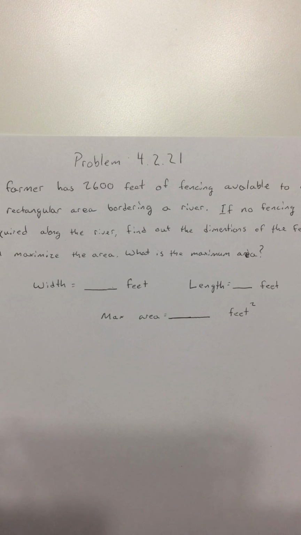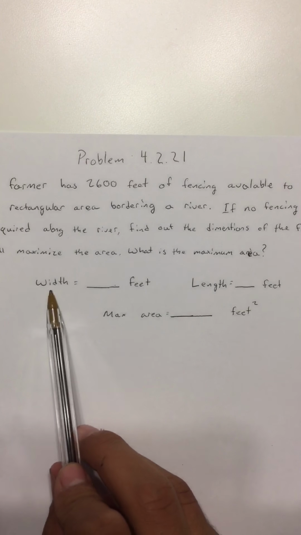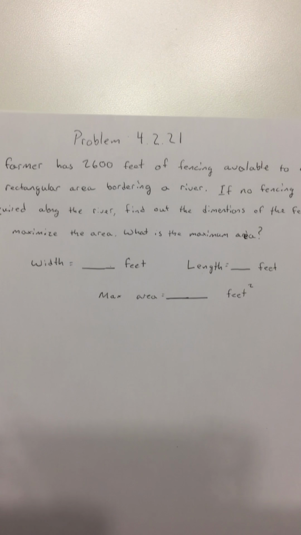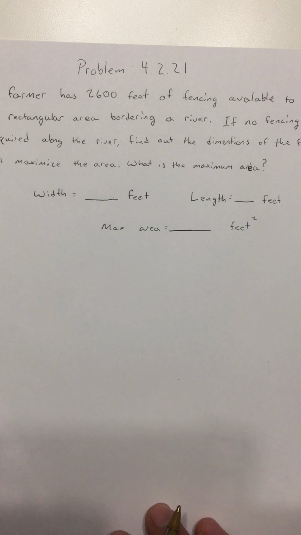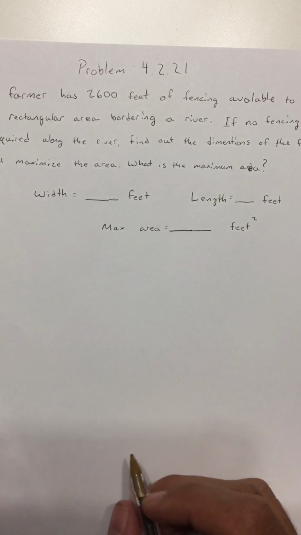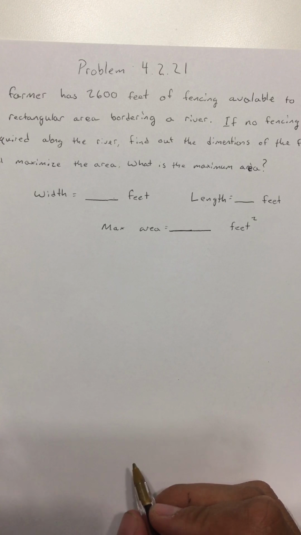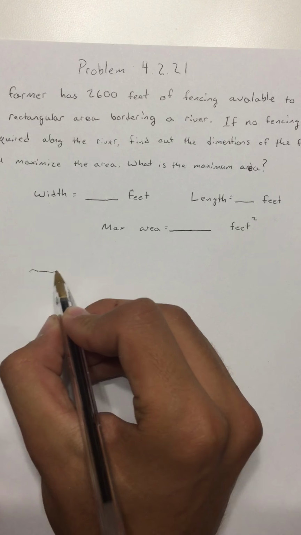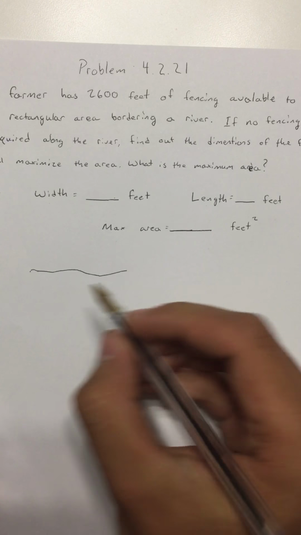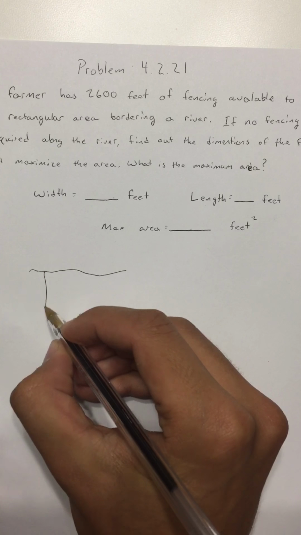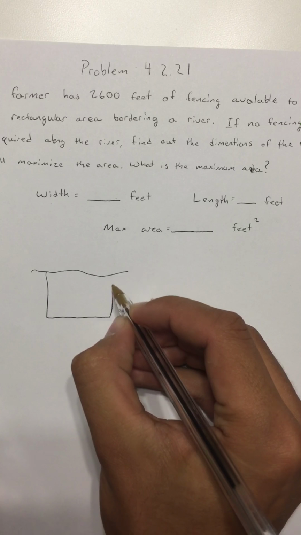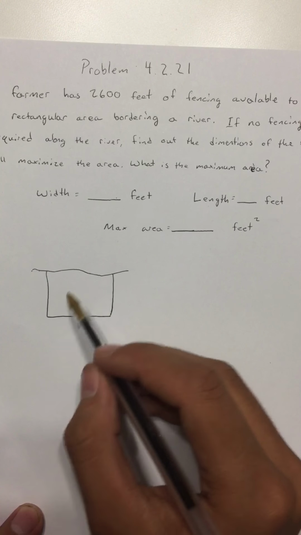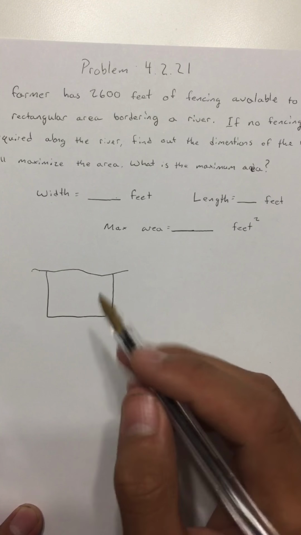So let's go ahead and write down, like I've done here, the things that we need to solve for. That way we know when we're done trying to figure out this problem, we know what we're answering and we make sure we get those answered. So let's draw a picture. We have the river right here, and we've got this fence, and we want to maximize the area of this fenced in area here.